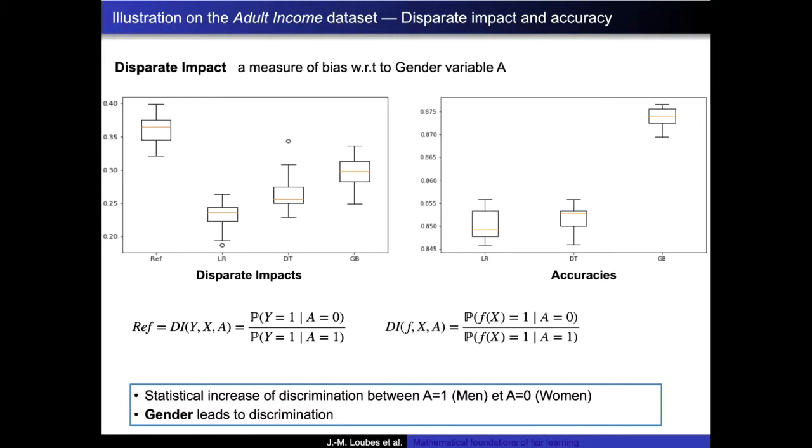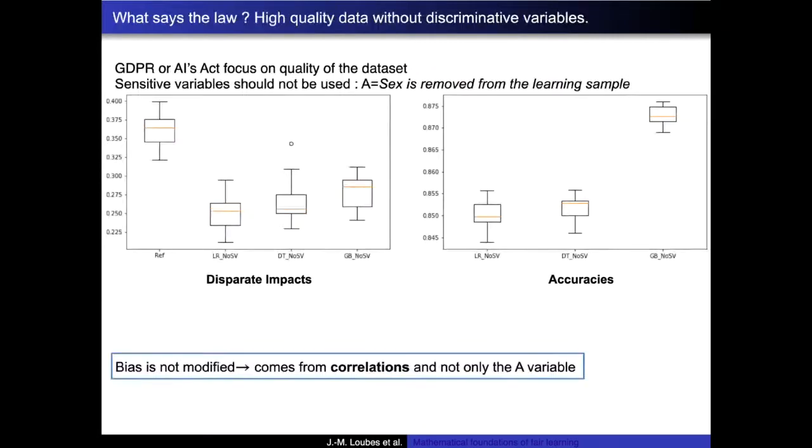And there, you know that there are the GDPR and the European Act on Artificial Intelligence. And what do they say? They say that maybe the solution should be not to use the variable. So let's do this, and let's remove the variable from the database. So I remove the variable, and then I run my algorithms again, and you see that it's completely unchanged.